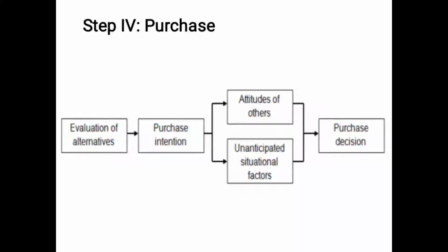Take an example: for many years we were thinking of buying a house, and now we have decided that next month you will be buying a house. But suddenly you have lost the job. So your intention is there, but it is not turned into the decision at all. You had an intention to purchase, but it went wrong because of something unanticipated. You never thought that you would be losing a job, but it happened.